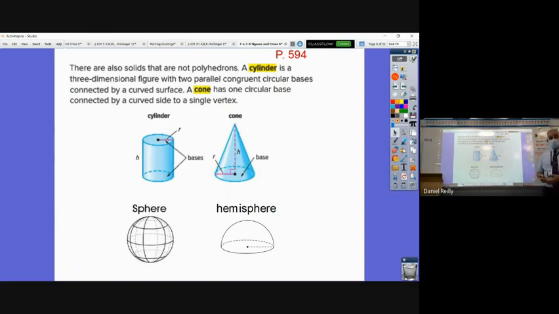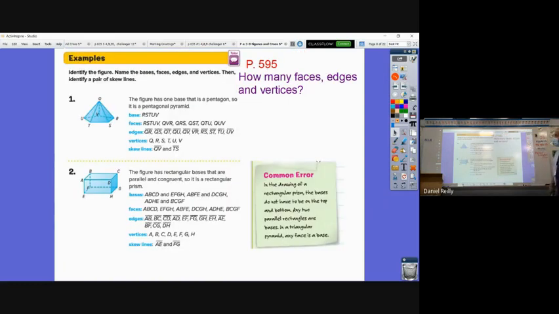Semisphere? I don't know. Good question. Semicircle, right? You don't call it a hemicircle, but it's a hemisphere. I don't know why. I don't know. All right.